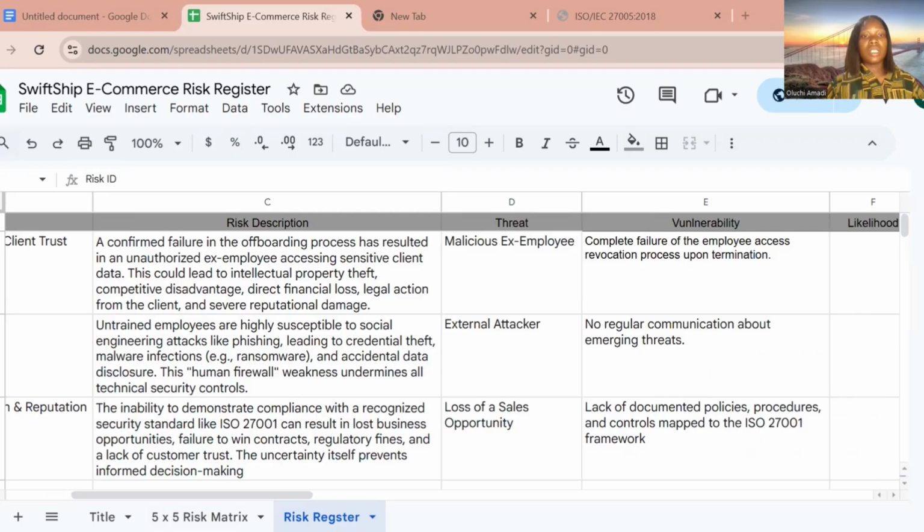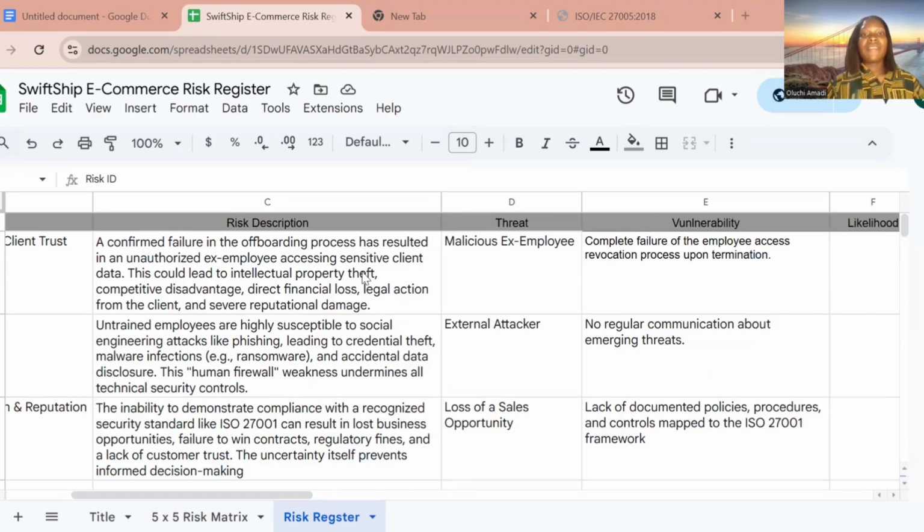And the next one is threats. Threat is the potential source or cause of the risk. So what are our threats? Threats can be insider threats, or external threats like hackers and all that. The next one is vulnerabilities. Vulnerabilities are weaknesses that could be exploited by the threats.